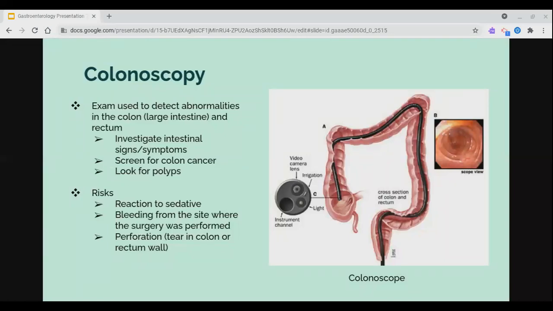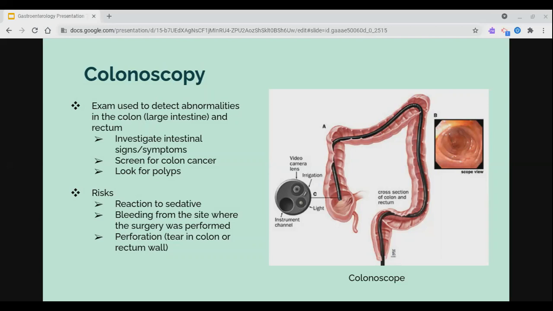Some of the risks of colonoscopies are an adverse reaction to the sedative used, bleeding from the site where the surgery was performed, or perforation. With a colonoscopy, doctors can see inside the colon and rectum. They will use a flexible, hollow, lighted tube about the thickness of a pen called a colonoscope. It has a tiny video camera on the end. The doctor will be looking for polyps or any abnormalities. If they find any, they can remove them while they're doing the exam.